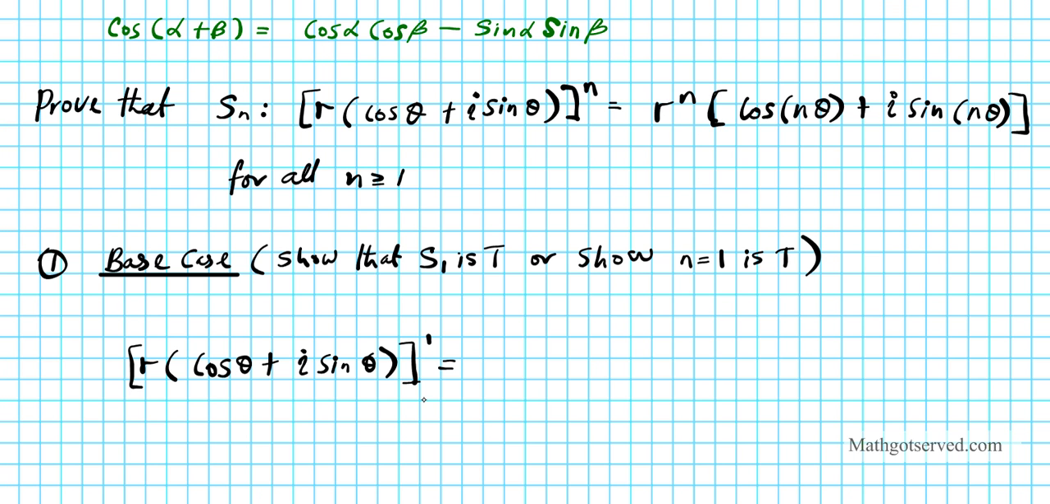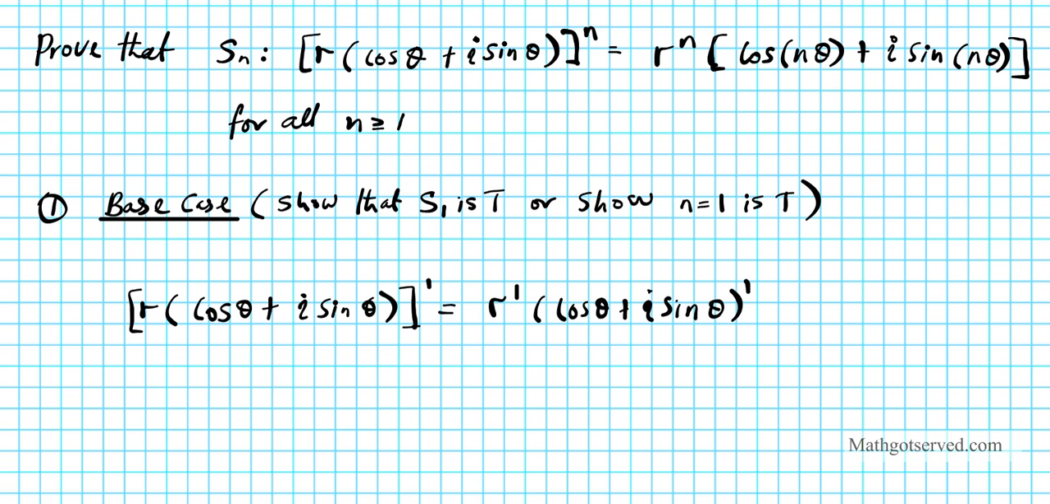All right. Now using the product property of exponents, I can distribute this power to this product in here. So we're going to have R to the first power, distributing this 1. See this 1 right here? I'm going to distribute the 1 to the R, and I'm going to distribute it to this entire quantity right here. So if I do that distribution, I'm going to have R to the 1 times cosine theta plus I sine theta to the first power.